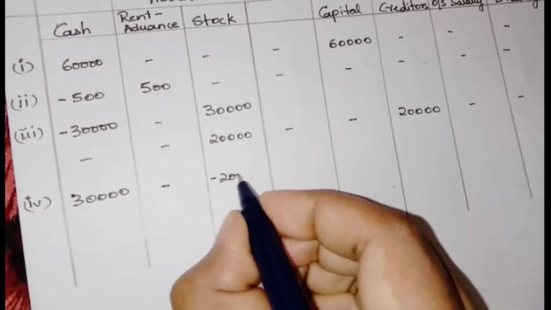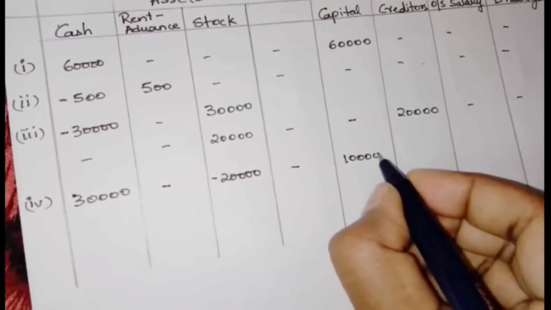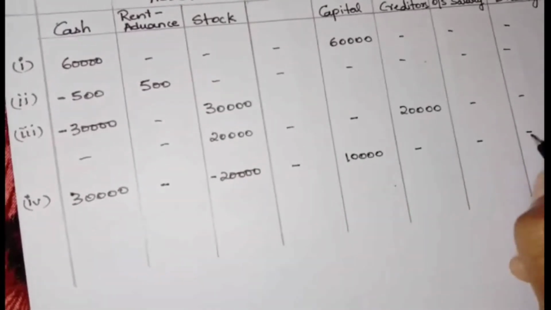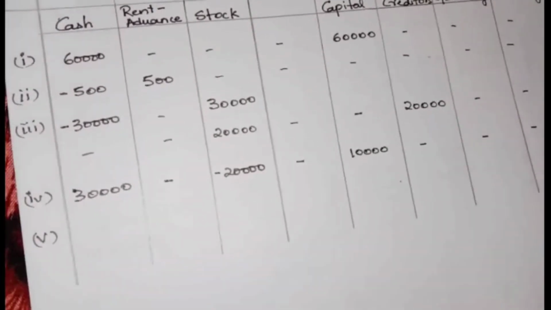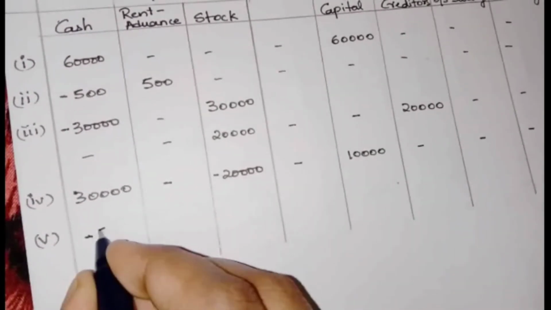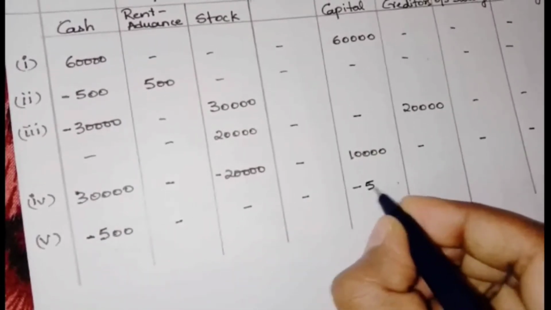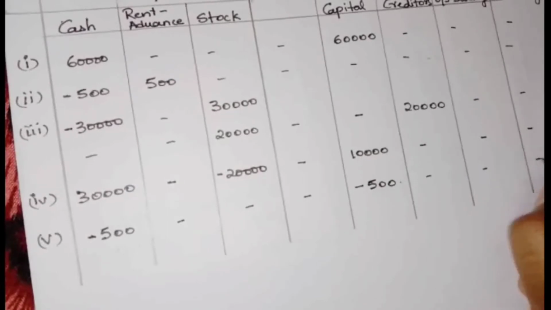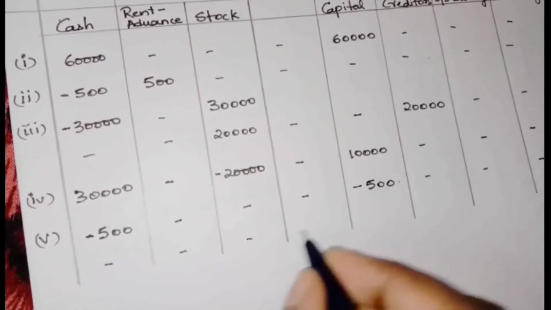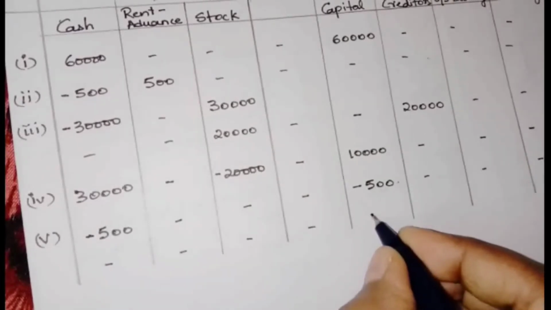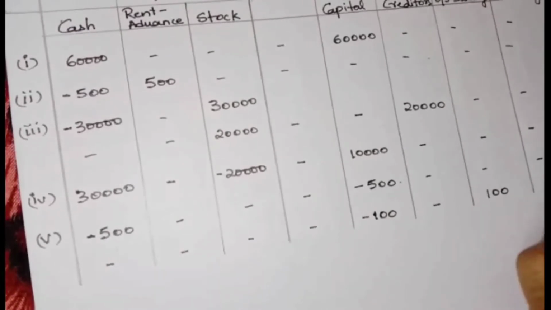So next comes the fourth transaction, that is sold goods for cash rupees 30,000 costing 20,000. What is coming in cash? That is 30,000, that is the sale value, and 20,000 is the cost of the stock that is going out, so we need to reduce the stock. Sale value minus cost price is equal to profit, therefore add the profit to the capital. Next, fifth one, paid salary, that is a cash expense. Deduct the cash and deduct the expenses from the capital account.